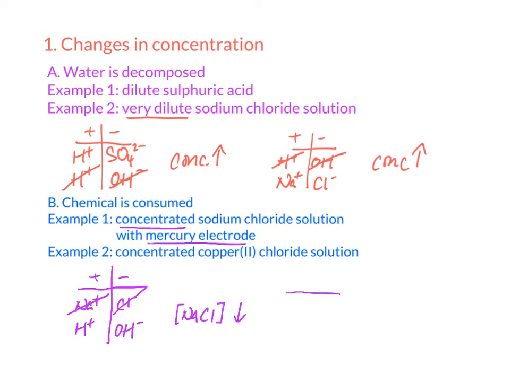While for the other one, we have concentrated copper 2 chloride. For this one, we know that Cu2 plus will discharge because it is at a lower position in ECS than H plus. It is a stronger oxidizing agent. While for the other one, it is a concentrated effect again, so chloride ion will be discharged. So in this case, we'll find that the concentration of the copper 2 chloride will also decrease. These are some of the examples talking about the changes in concentration, when water is decomposed or when the chemical is consumed during the electrolysis.